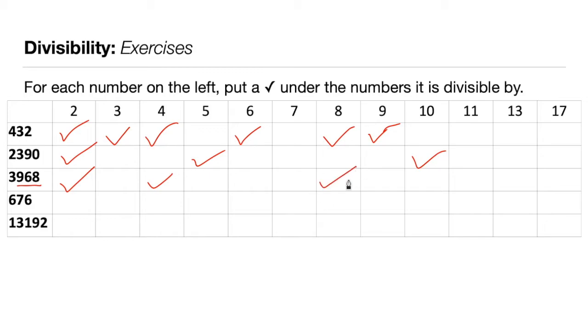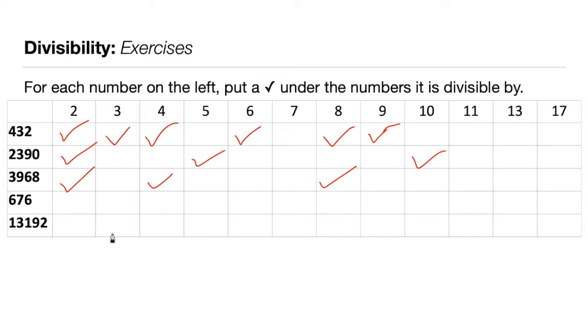Is it divisible by 9? Let's check. 3 plus 9 is 12, 12 plus 6 is 18, 18 plus 8 is 26. No, it's not. Does it end with 0? No, so it's not divisible by 10.